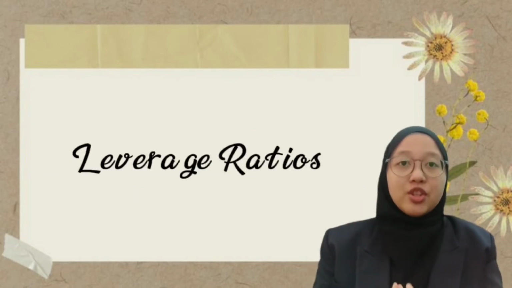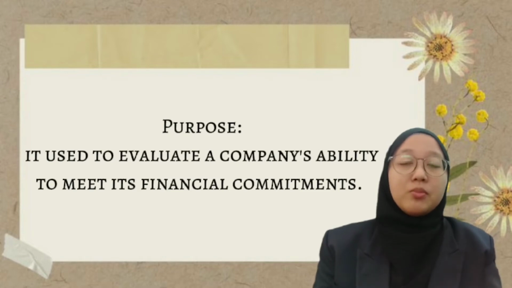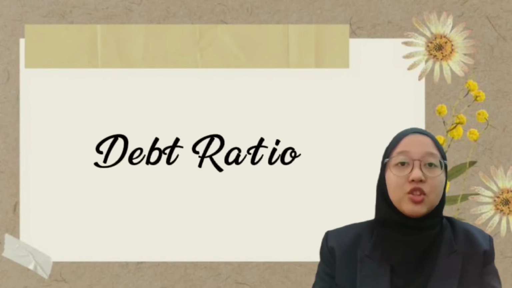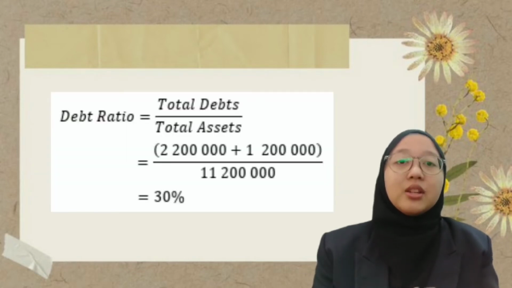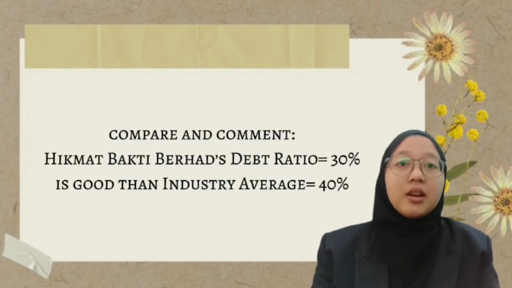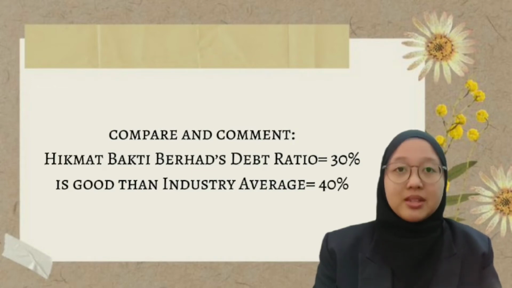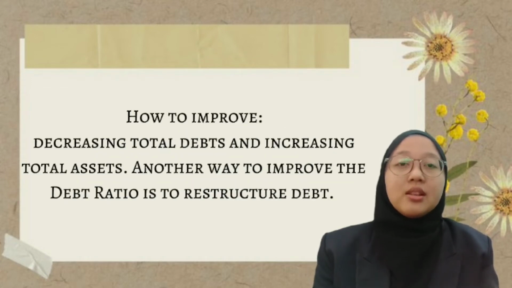The third ratio is the leverage ratio. It is used to evaluate a company's ability to meet its financial commitments. The first type of this ratio is the debt ratio. It shows a company's capacity to pay off its debts using its assets. After the calculation, we get 30%. Hikmat Bati Berhad's debt ratio is better than the industry average of 40%. The way to improve this ratio is increasing total assets.